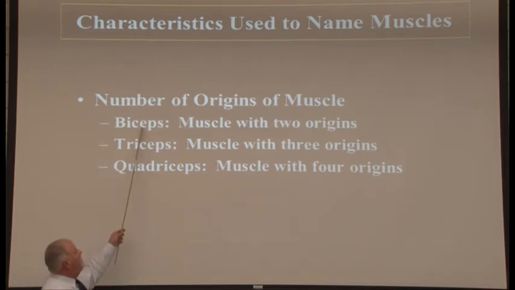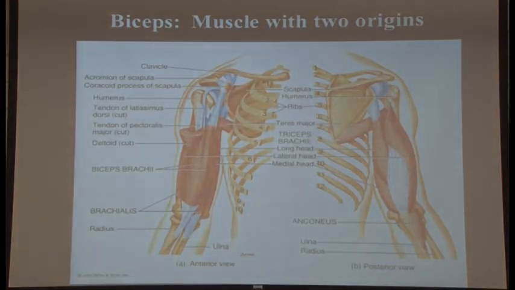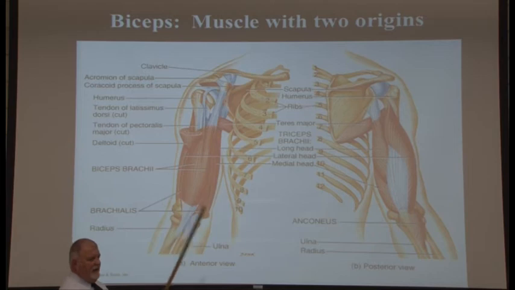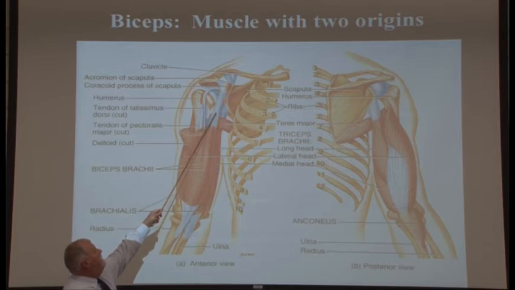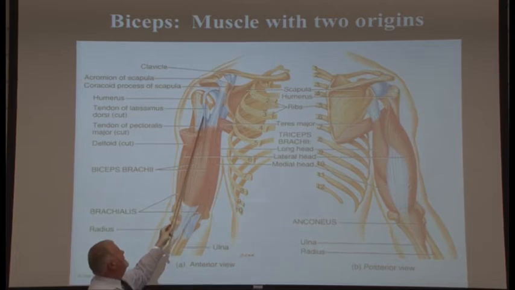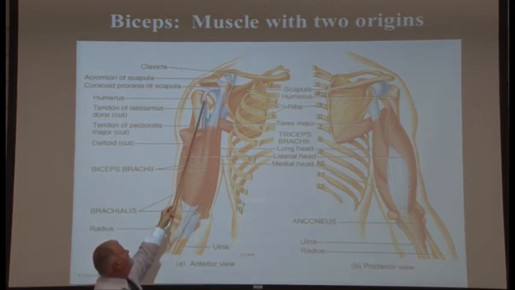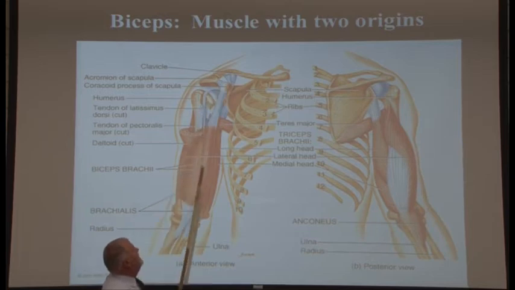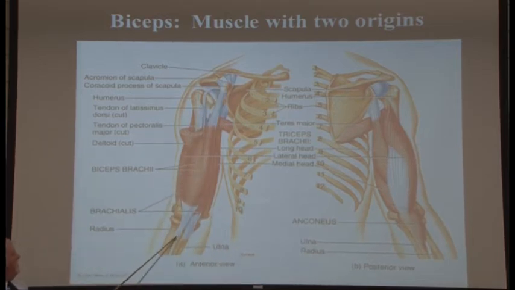So a number of origins. We're going to have a couple muscles called the biceps, one muscle called the triceps, and then the thigh muscles, if we think of them all as a group, then they are the quadriceps. So the biceps we have in the anterior compartment of our arm has two origins, a short head on the coracoid process, and then a long head whose tendon actually goes through the bicipital groove, or the intertubercular sulcus of the humerus, and goes to the glenoid cavity, and then one insertion on the radial tuberosity.